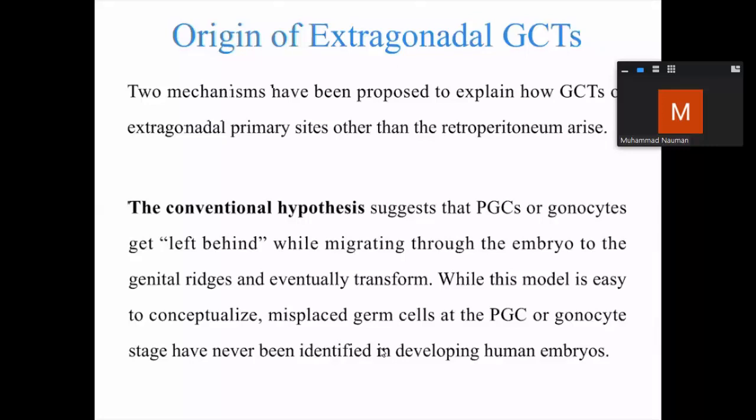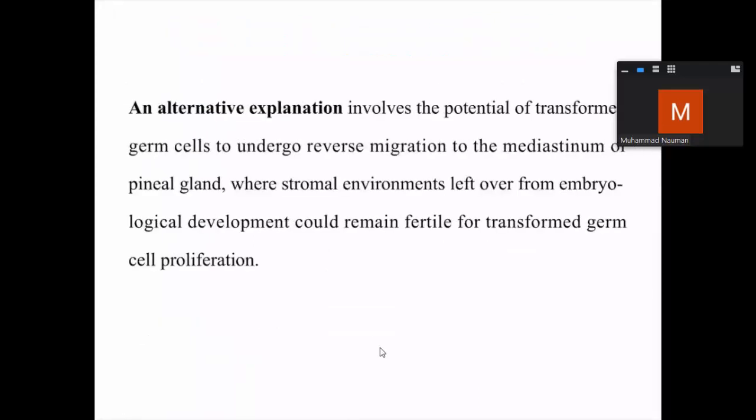So we can say that this is one theory, and in another theory it says that they undergo reverse migration. From the normal testicles, they descend to the scrotum, but in reverse migration they ascend toward the mediastinum or pineal gland.